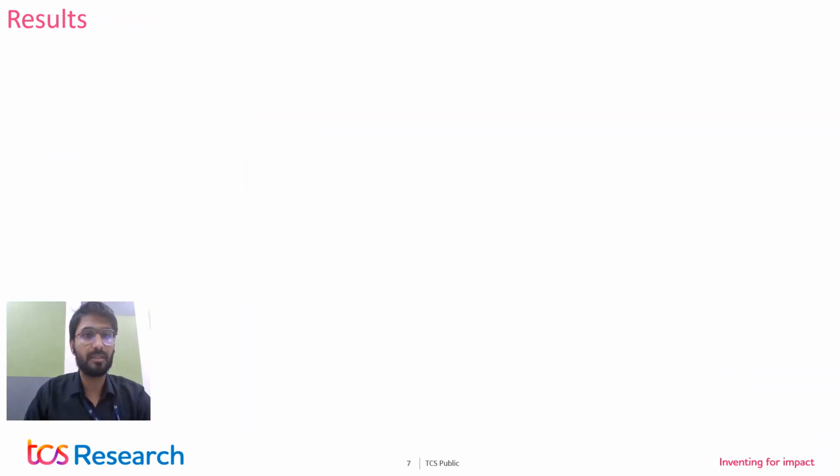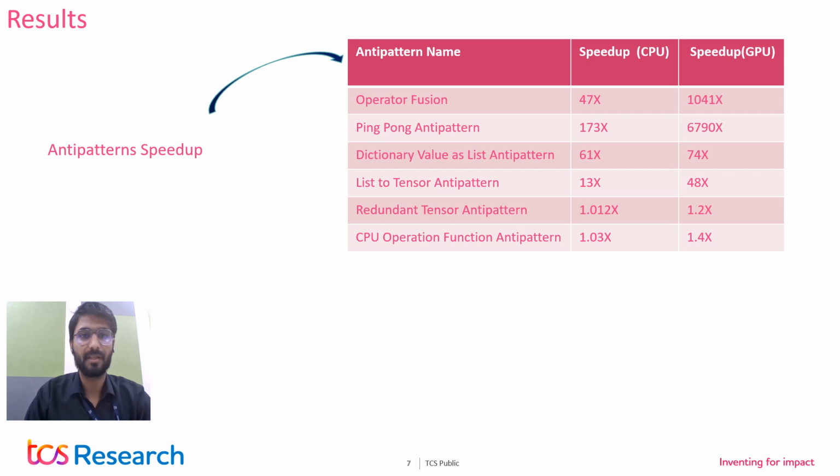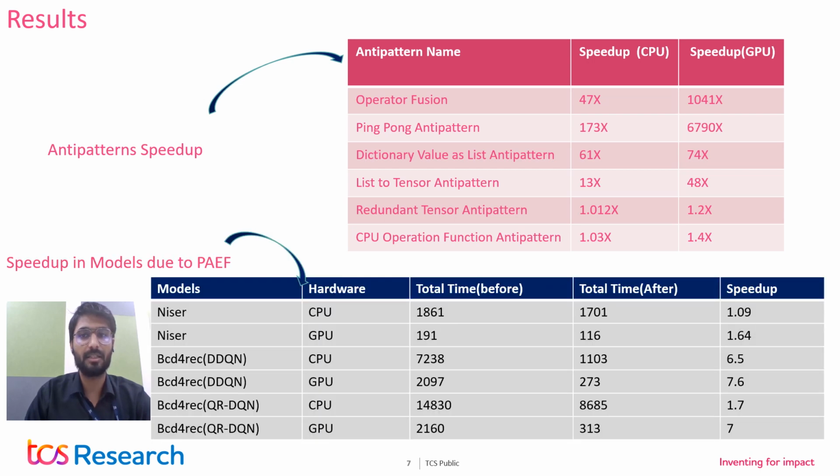Now moving to the results which we got using PAEF. The first table shows how much speed up we got on CPU and GPU by providing solutions to the performance anti-patterns using PAEF. For some anti-patterns, the magnitude of speed up is in the order of thousands, while the second table shows the training time and the speed up we got in industrial recommendation model training. These recommendation models are NICER and BCD for REC.